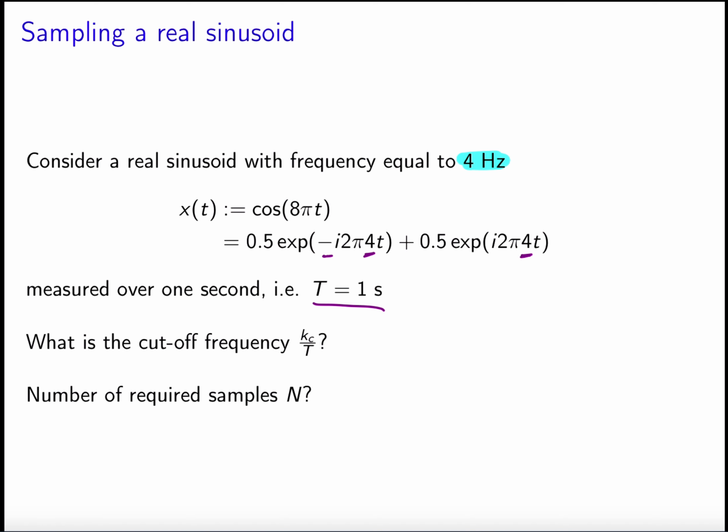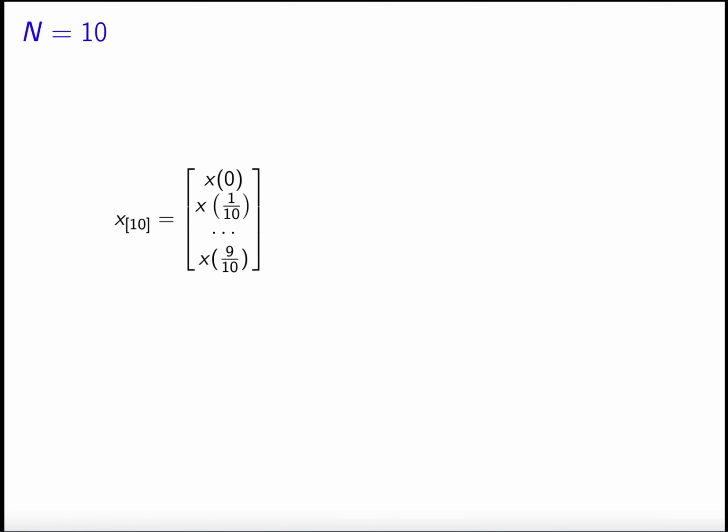Okay, so now what is the cutoff frequency and what's the number of required samples? I just told you the cutoff frequency, but anyways. So think about this, maybe stop the video for a moment just to make sure that you understand the basic ideas. Okay, so the cutoff frequency is just 4 because we have only 2 frequencies, minus 4 and 4. The maximum value is 4. The number of required samples has to be 2 times kc plus 1, which is equal to 9. So here, we're right, 4 Hertz, 9, perfect. So we're taking more than 9 samples.